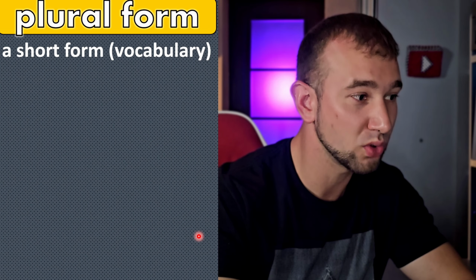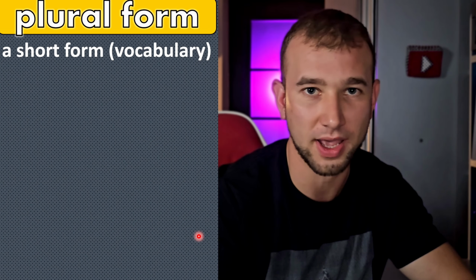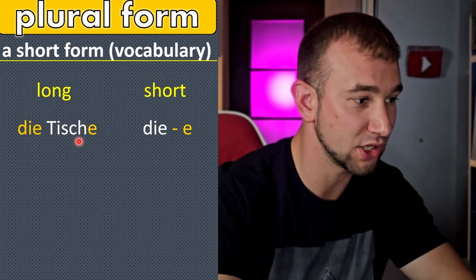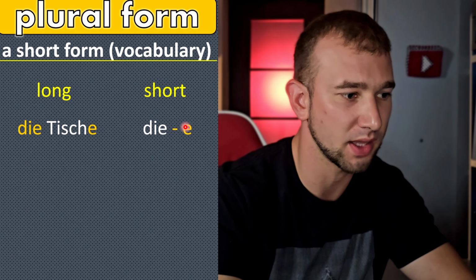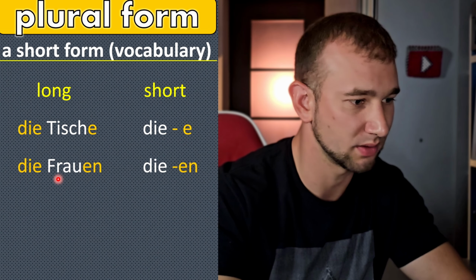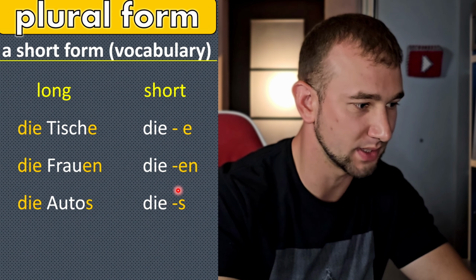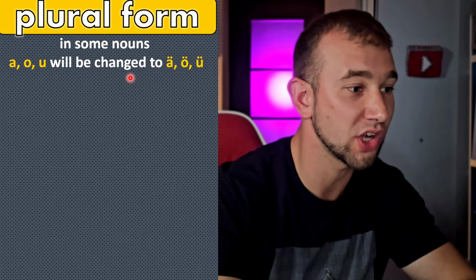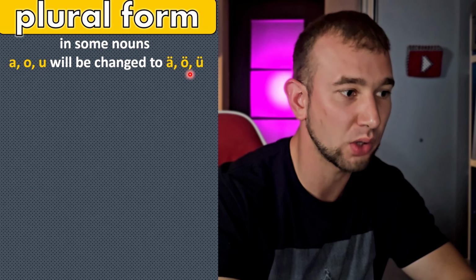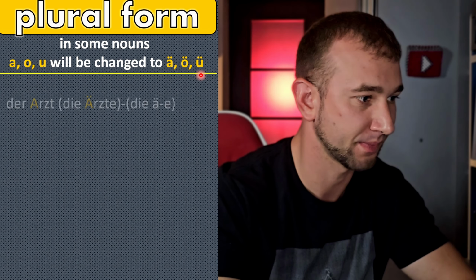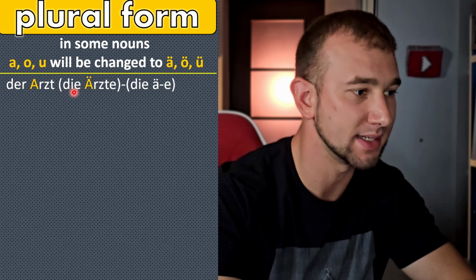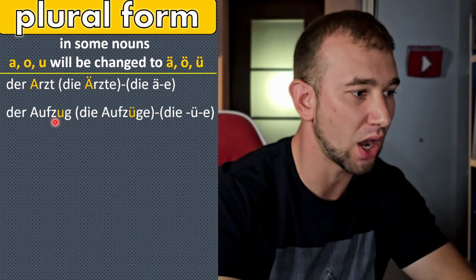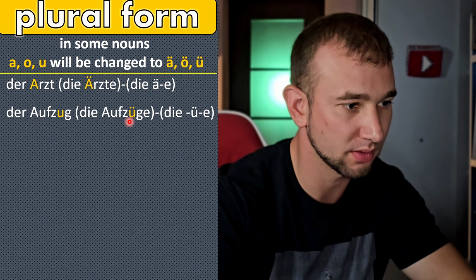You can also use a short form in your vocabulary. For example, long form and short form. Die Tische, die, and the ending e. Die Frauen, die Autos. In some nouns, A, O, U will be changed to A umlaut, O umlaut, U umlaut. Der Arzt, die Ärzte, or a short form. Der Aufzug, die Aufzüge.